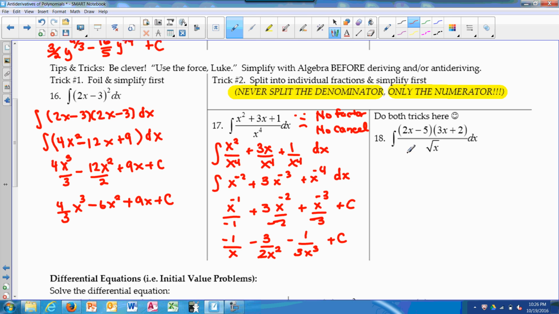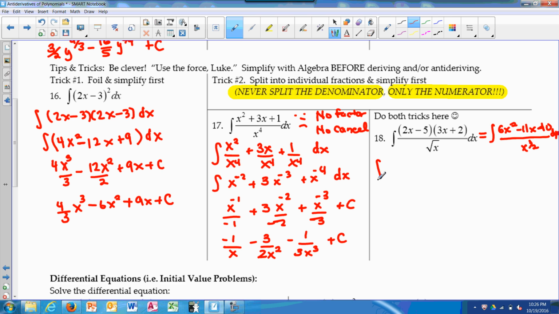Finally, it's also possible that you could do two possible things to simplify. So I'm going to do both things. I'm going to distribute the top, and then I'm going to divide to simplify the powers. So just doing the numerator, I have 6x squared, so the first, plus 4x minus 15x, so minus 11x, and minus 10. And that's being divided by x to the 1/2 power dx.